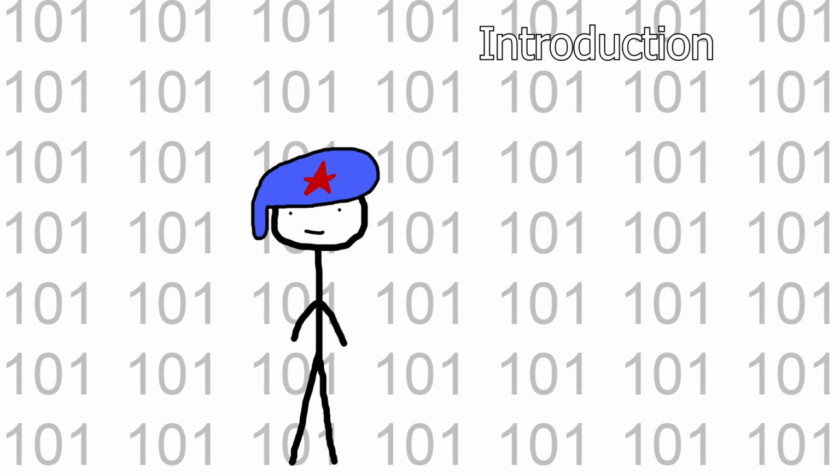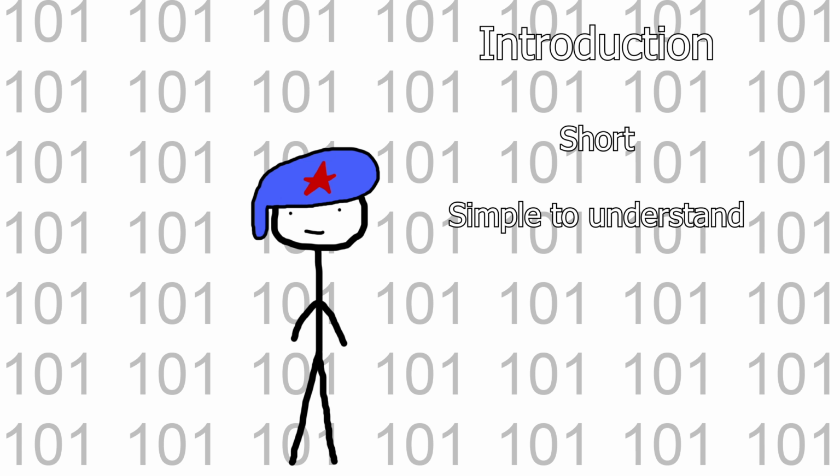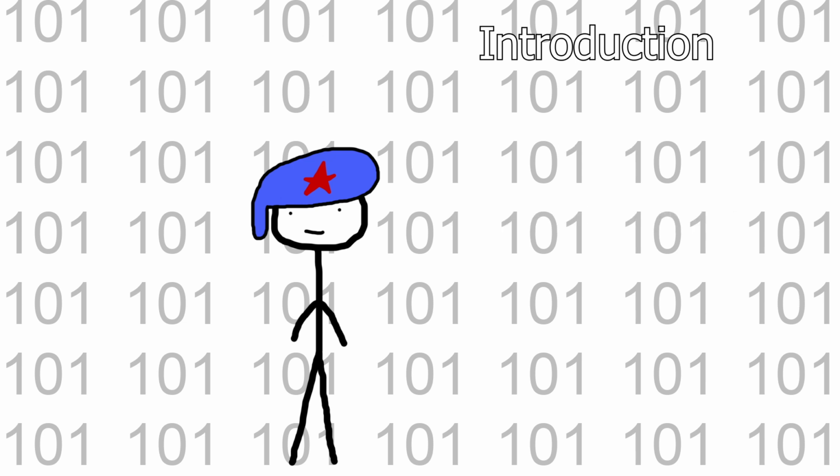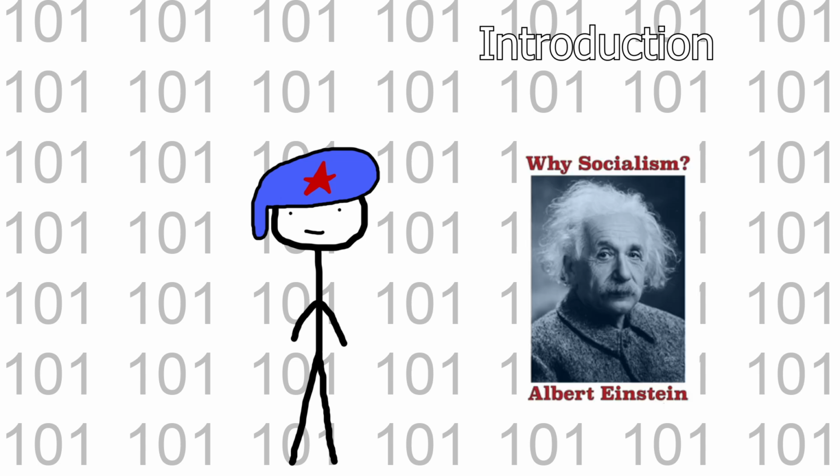These books are quite short compared to the other ones, and they are quite simple to understand. The first one that I honestly recommend that everyone watching this video go and read right now, because it's just an article and it's really short and simple to understand, is Why Socialism by Albert Einstein. And yes, Albert Einstein was a physicist, not a politician, and he was aware of that, and that's the first thing that he talks about.